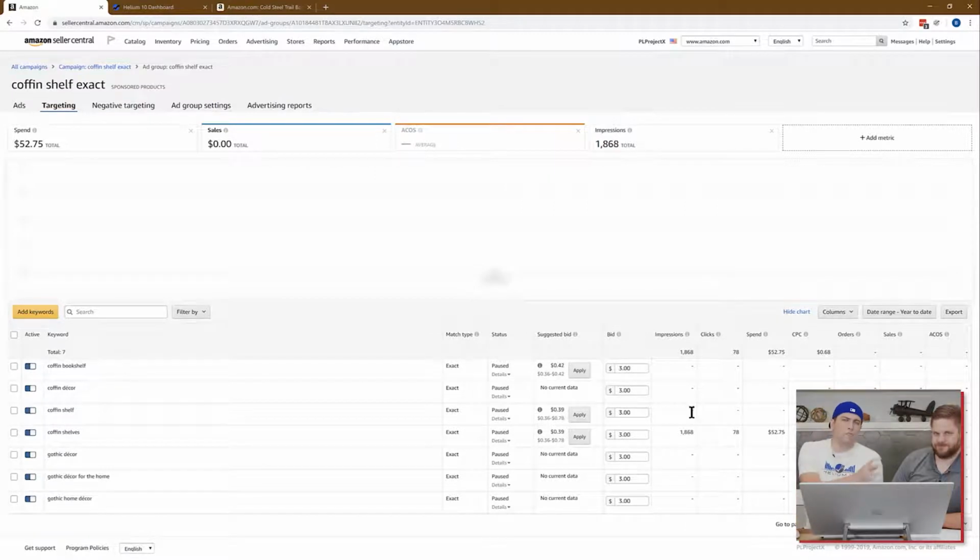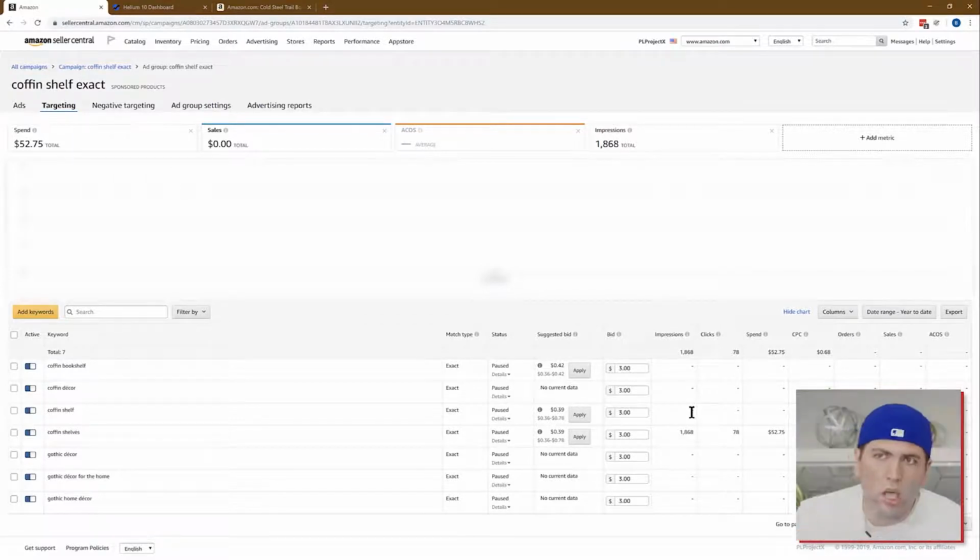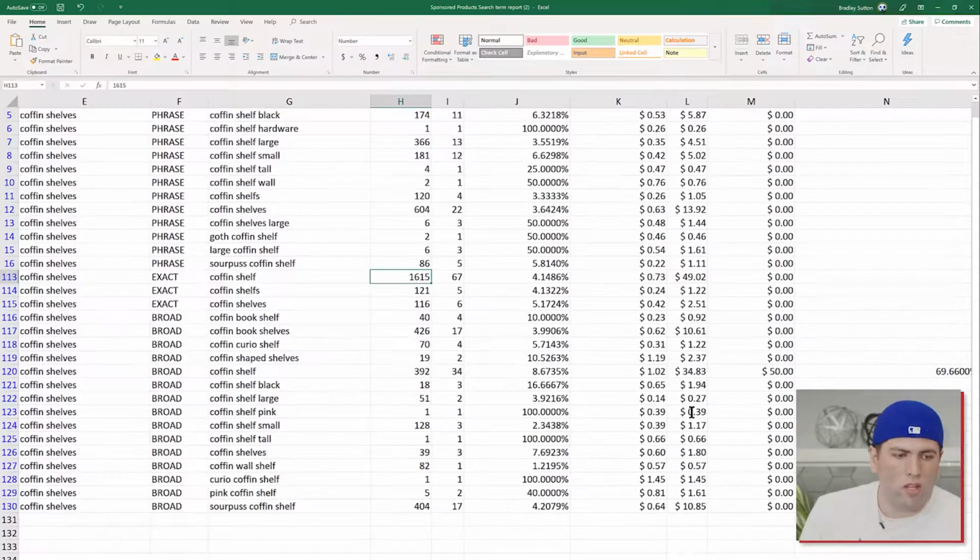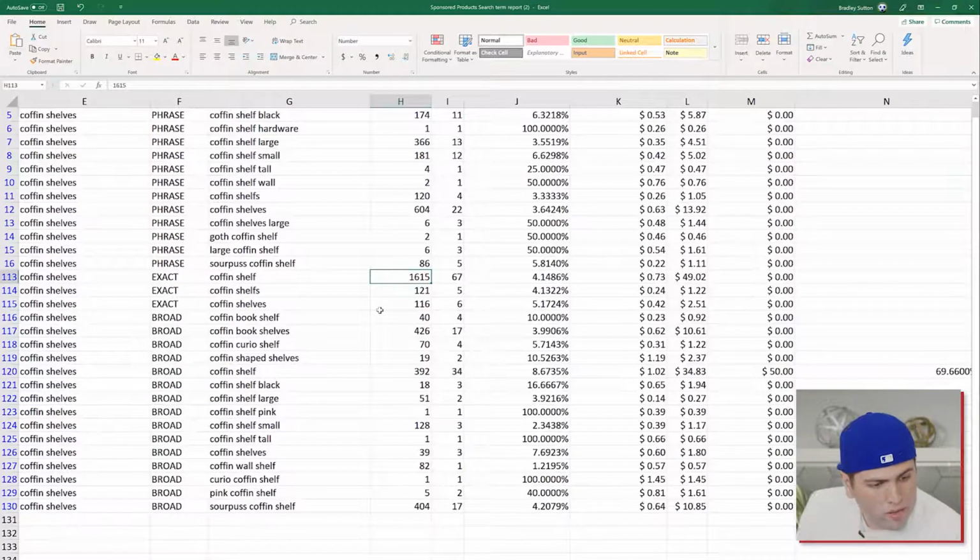All right, so this is what Tim was talking about earlier. Just because it says 0 impressions here does not necessarily mean that keyword didn't get any impressions. Make sure to go to your advertising report and you can get on a detailed level and see that all of these words, or at least some of them, were getting impressions.